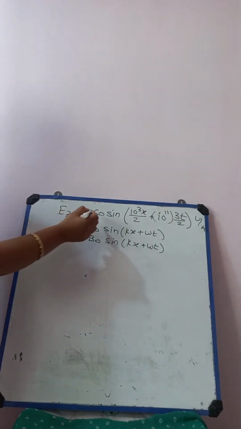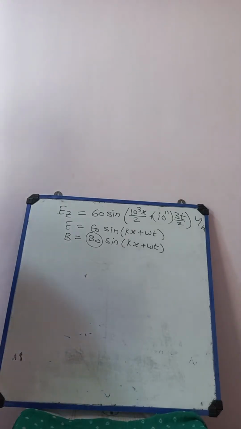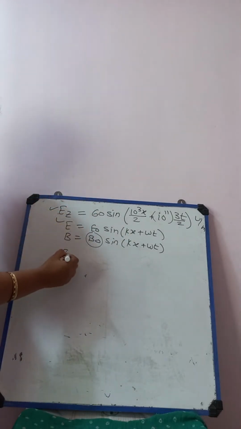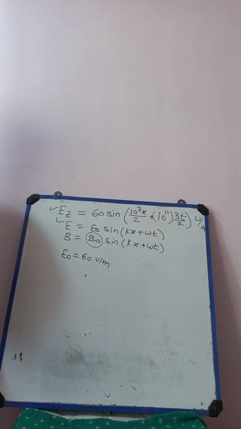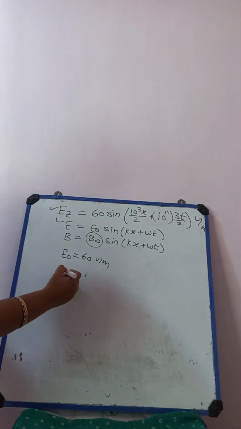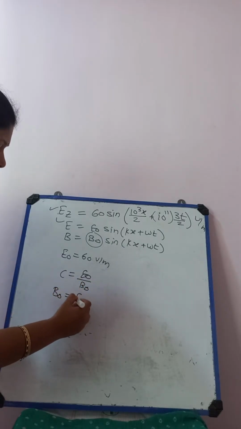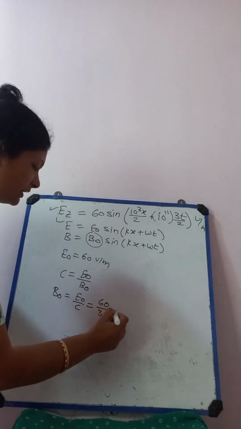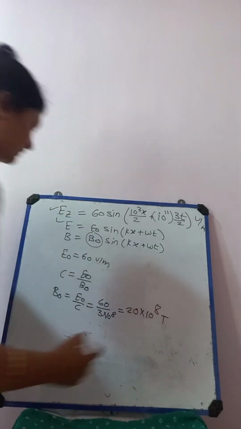But the problem is that we don't have B naught, we have to calculate it. So how can you calculate B naught? If you compare this, you will get E naught as 60 volt per meter. This is the maximum amplitude of the electric field. Once you know this, we have a formula, no? C is equal to E naught by B naught. From this we can calculate B naught as E naught by C. E naught is 60 and C is 3 into 10 raised to 8. So 60 by 3 means 20, so it is 20 into 10 raised to minus 8 Tesla is the B naught.